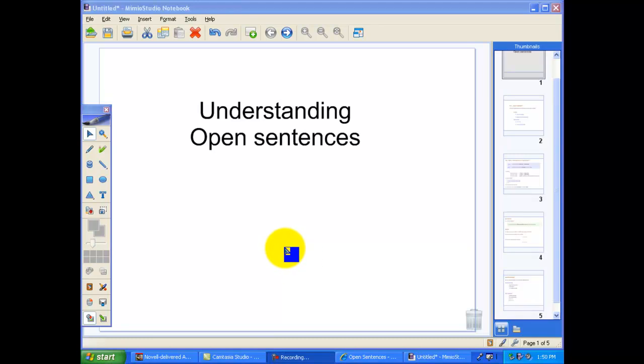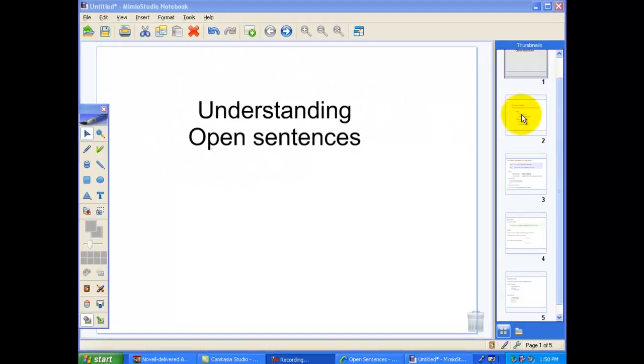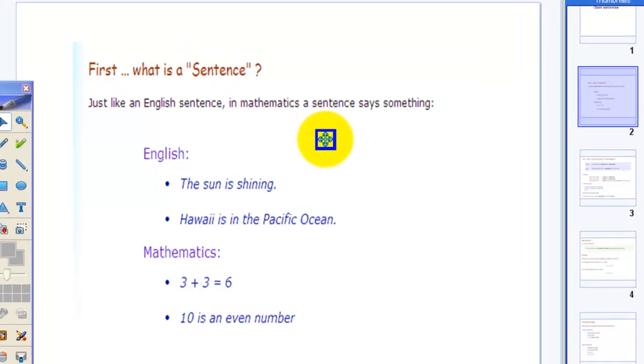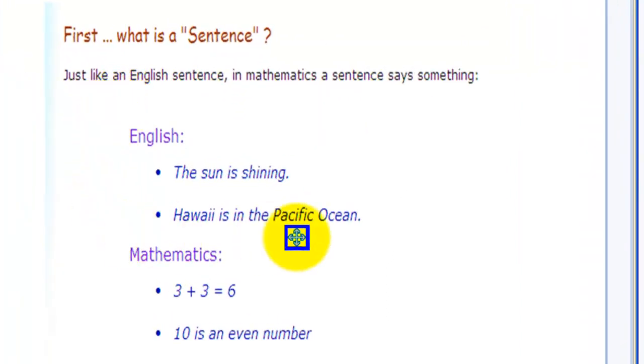Okay, and welcome. Let's start by understanding what an open sentence is when it pertains to mathematics or pretty much anything. Before you understand what an open sentence is, let's just talk about a basic sentence. If you're looking at English, we might say, like, the sun is shining or Hawaii is in the Pacific Ocean. You're looking at a basic sentence.